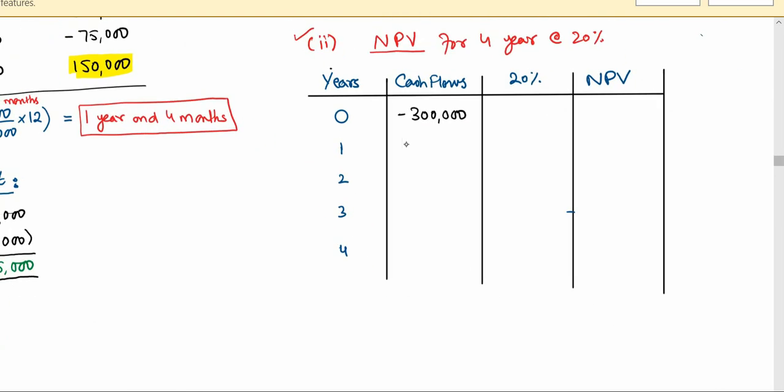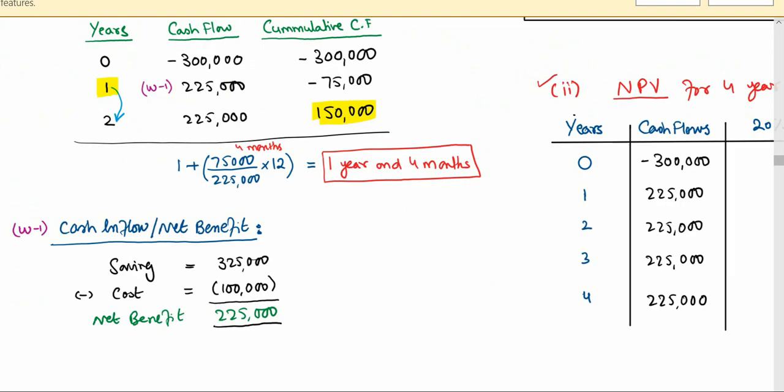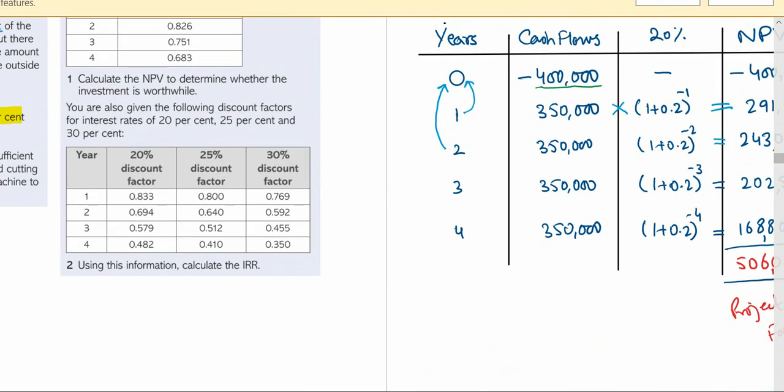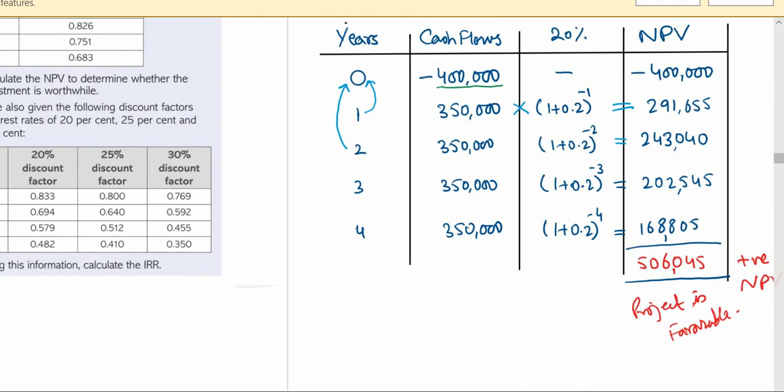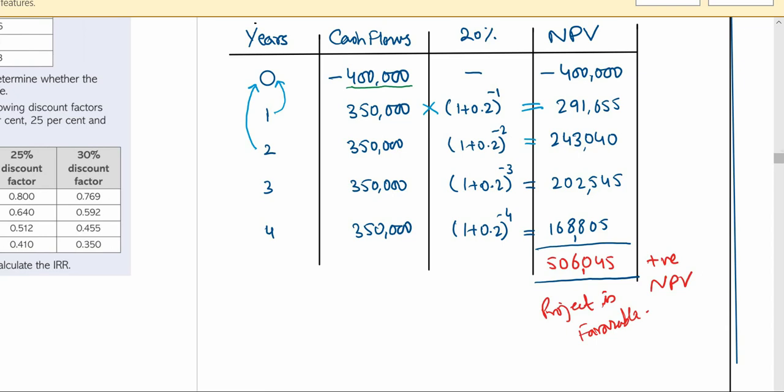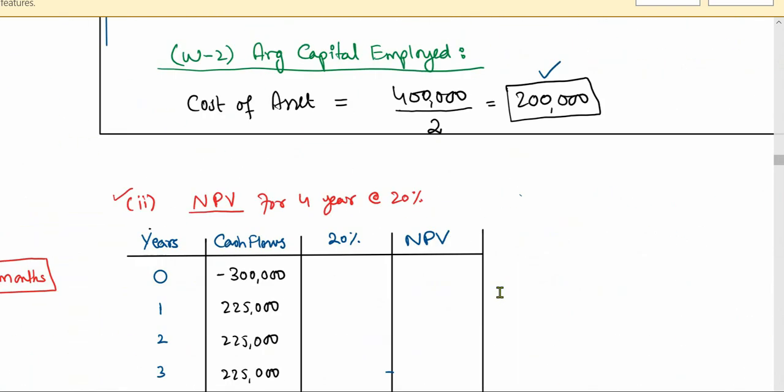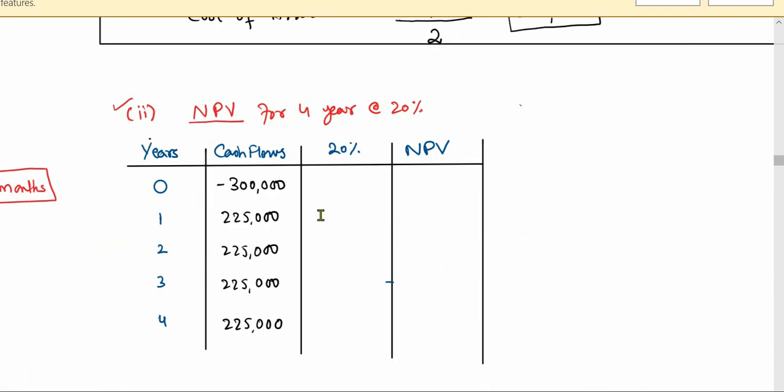Okay, so year 1, 225,000, year 2, 225,000, year 3, 225,000, year 4, 225,000, and the discount rate will be as per the previous one. Oh yes, it remains the same, 20%, so we can copy this one.